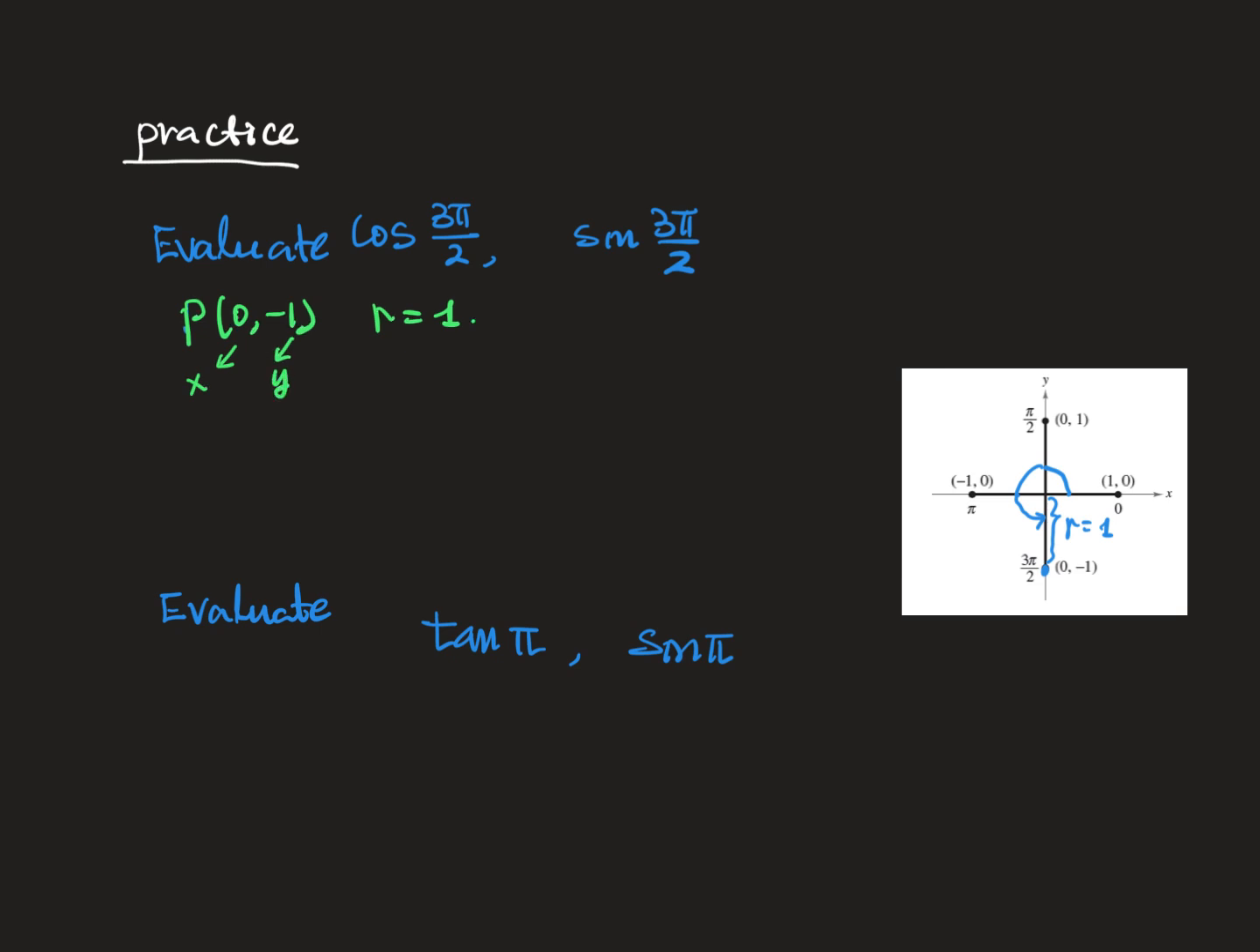So you find the cosine of 3 pi over 2. That's going to be x over r. What is x value? X is 0, r is 1. That's going to be 0. Guys, make sense? This one, sine of 3 pi over 2, that's going to be y over r. Y is negative 1 and r is 1, that's negative 1.